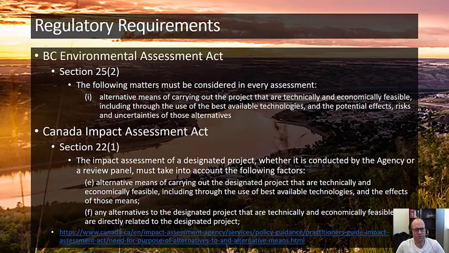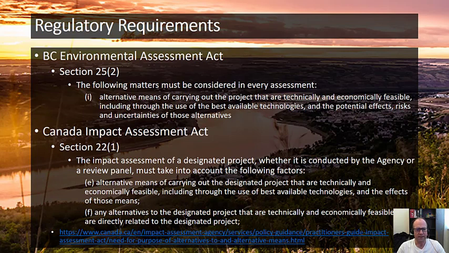So I'll start with the provincial requirements. As you can see, the provincial and federal requirements are similar. In BC, under our BC Environmental Assessment Act, Section 25, the following matters must be considered in every assessment: alternative means of carrying out the project that are technically and economically feasible, including through the use of best available technologies, and the potential effects, risks, and uncertainties of those alternatives.